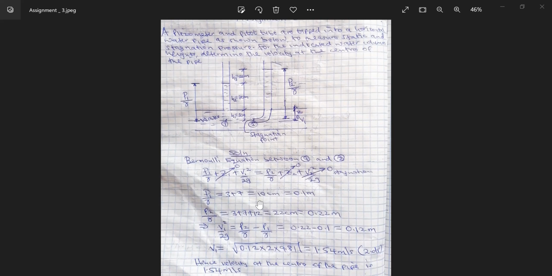Now, things you need to know for this particular case: one, our datum passes through Z1 and Z2, meaning the values of Z1 and Z2 are equal to 0. That is our datum. And another point, when you talk about point 2, the stagnation point, we assume the velocity is 0. So in such a case, velocity head 2 is 0.